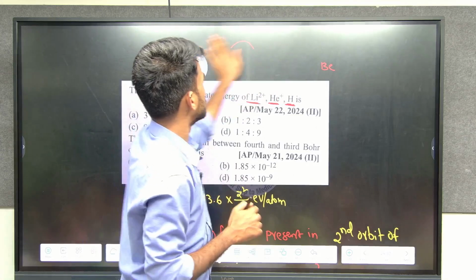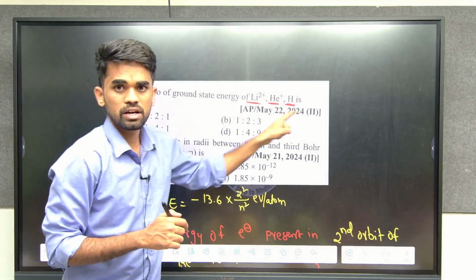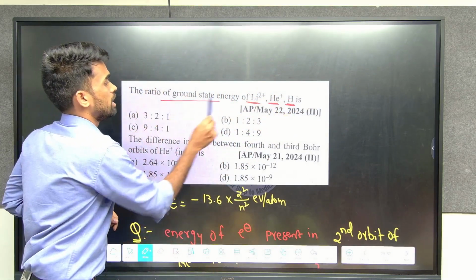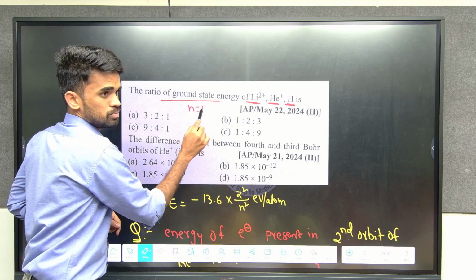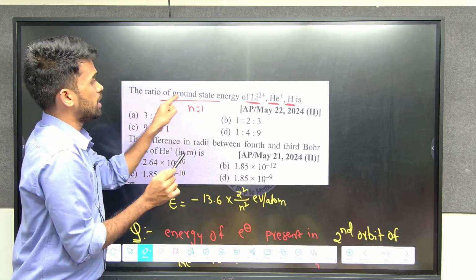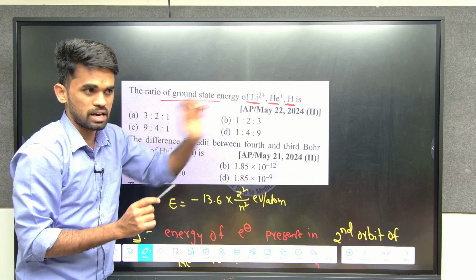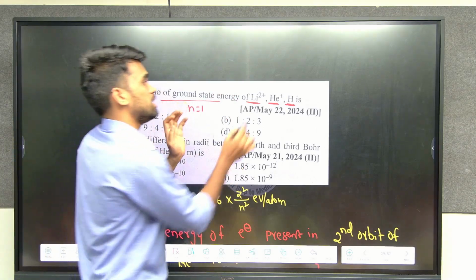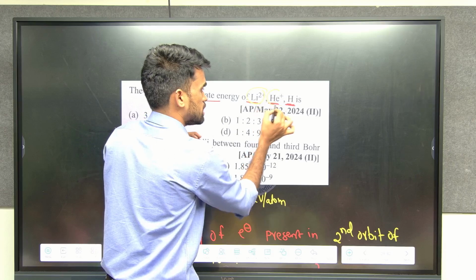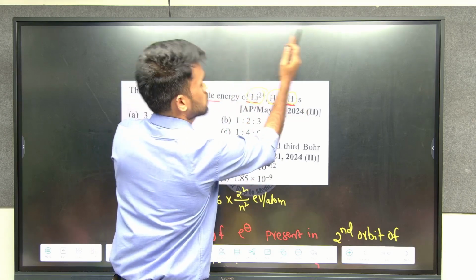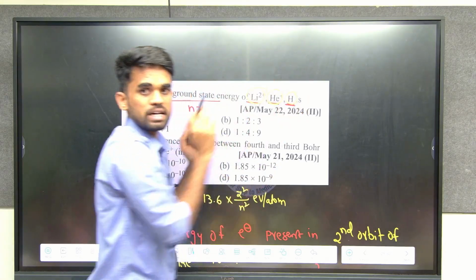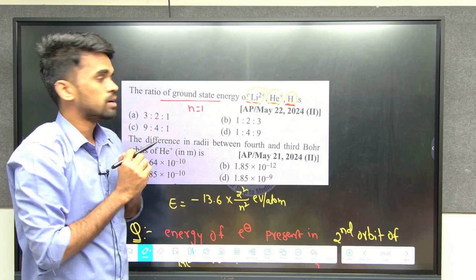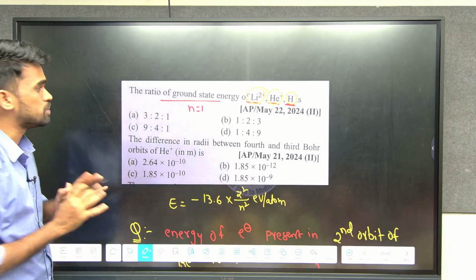Now you can see these 3 are given. Ground state means the n value is 1. They are asking for the ratio of energies of the ground state of these atoms. Tell me how can we do this? Take this first, then this, and then take the ratio. You will just simplify it by putting in the formula. The ratio is 9:4:1. How simple.